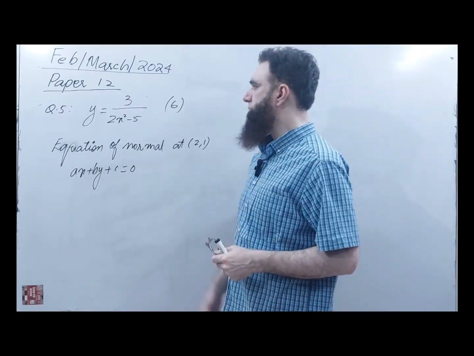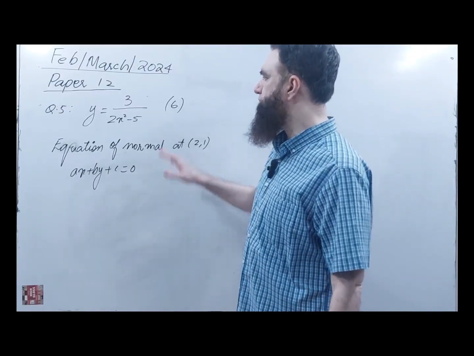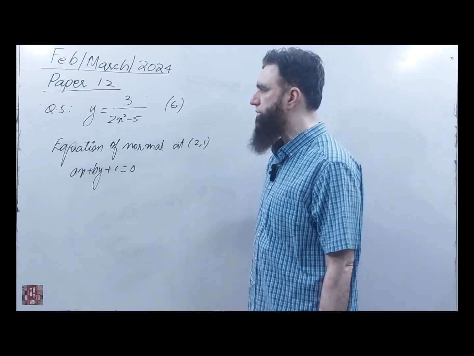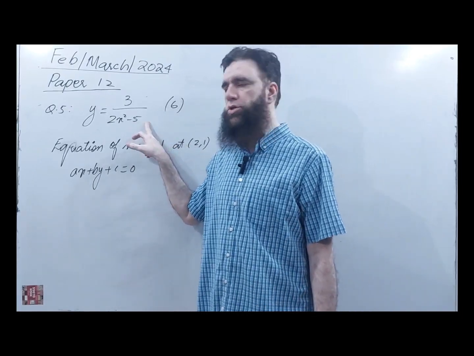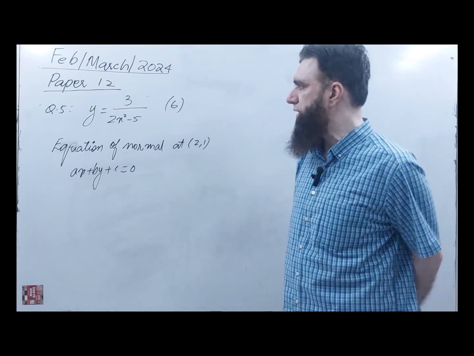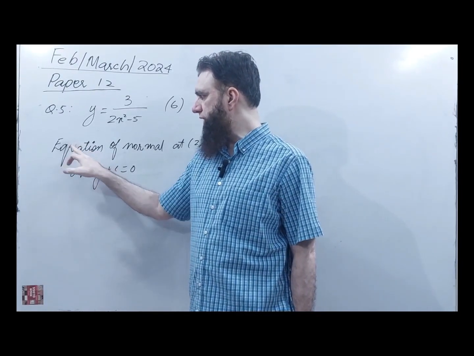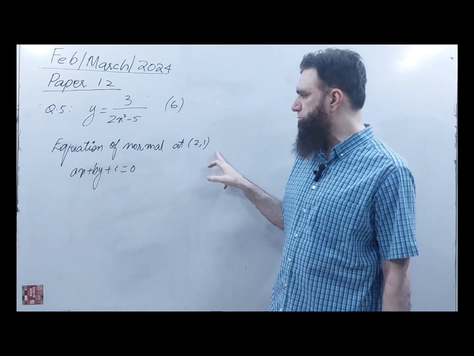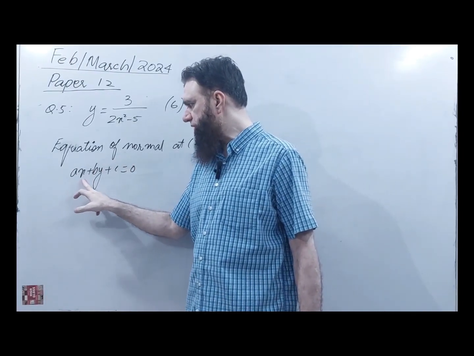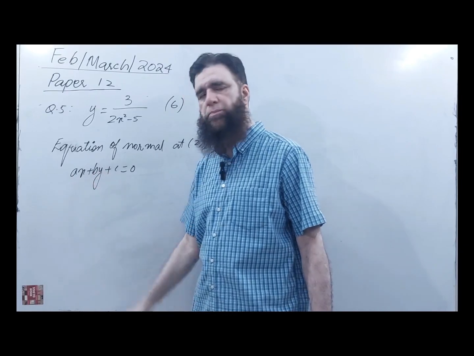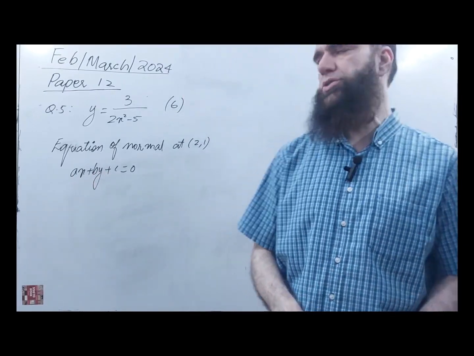Well, guys, this is question number 5. You can read the question from the description. You are given the equation of the curve, y is equal to 3 upon 2x square minus 5. And the examiner is looking for the equation of the normal at this point, and the equation should be in this form where a, b, c are integers.